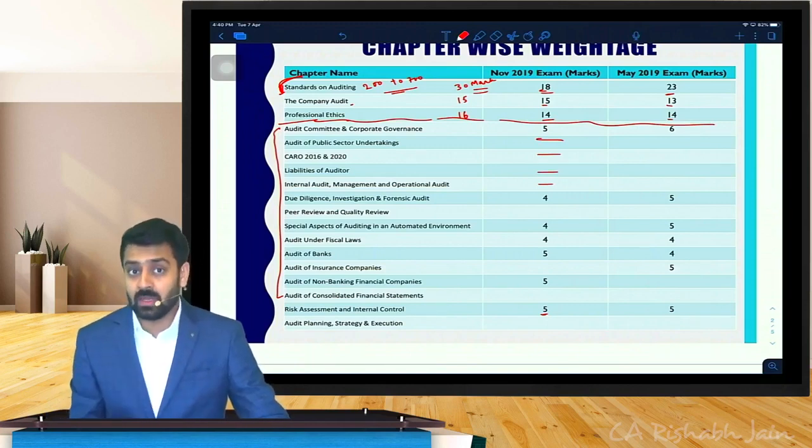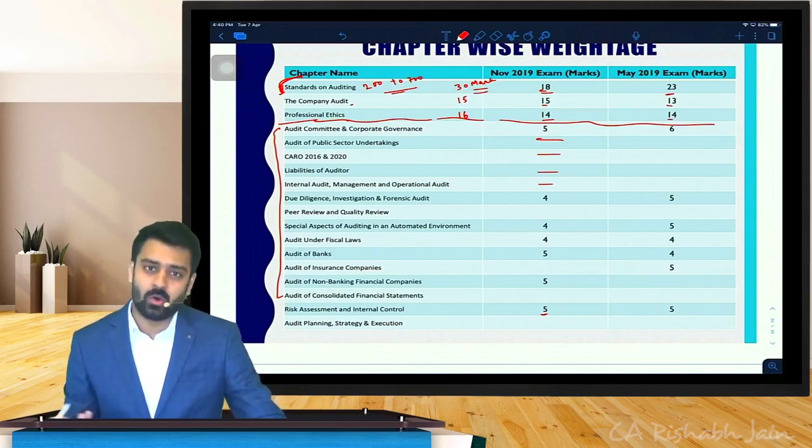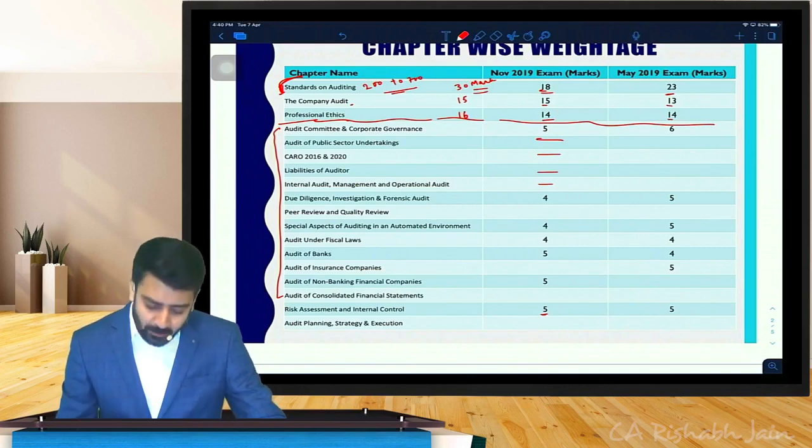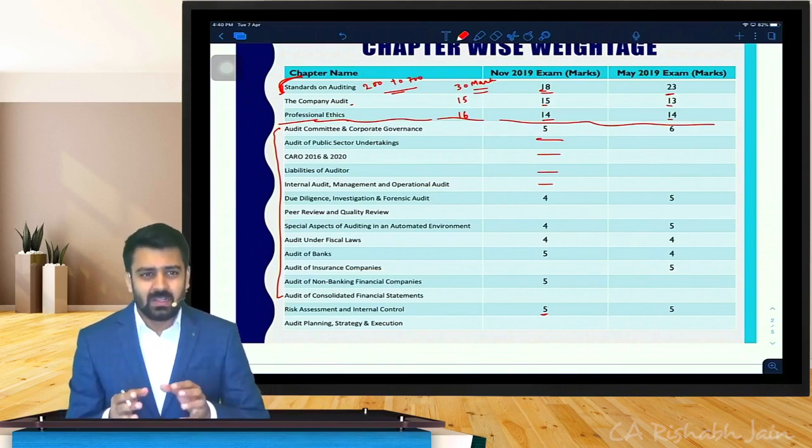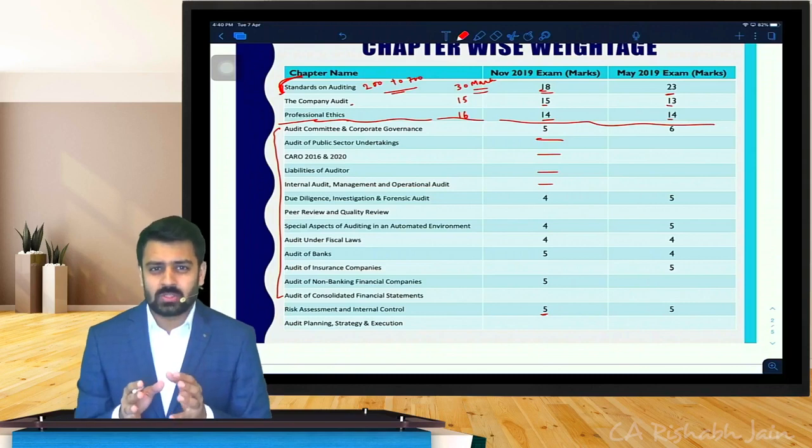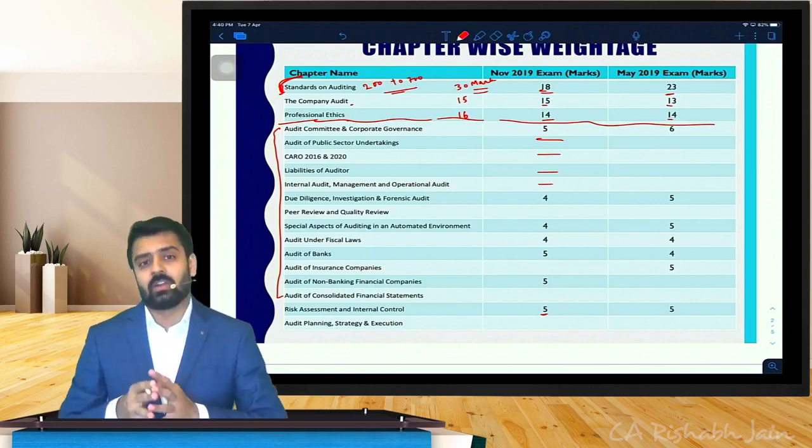But that does not mean it will not be asked in the next attempt. Rather, I'll tell you what, there is a higher chance that they might be asking you questions on CARO, on liabilities of auditor, or even the peer review chapter. Because it's very difficult to choose in these chapters.